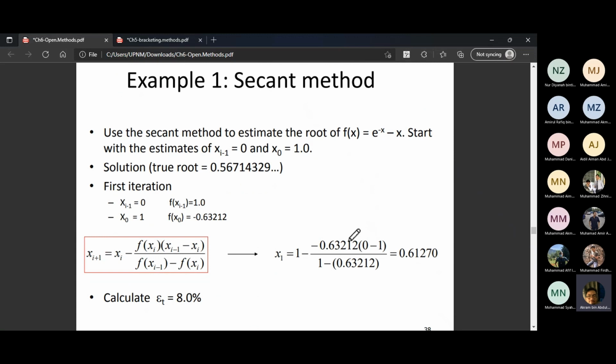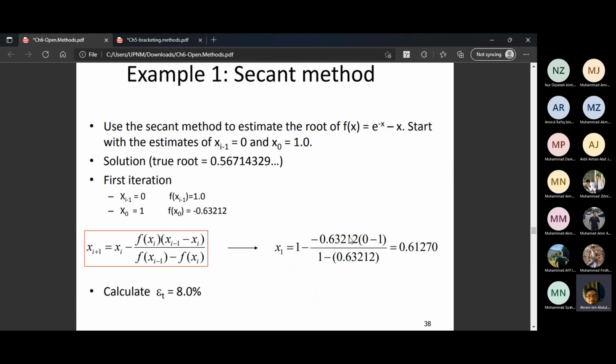So let's see an example, the same example that we have used before, which is f of x equal to exponent negative x minus x. Right now we want to solve it by using the secant method. So what we need to do, let's say we have an estimation where x sub i minus 1 equals 0 and x0 equals 1.